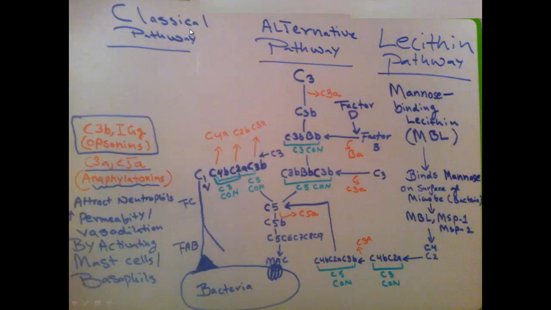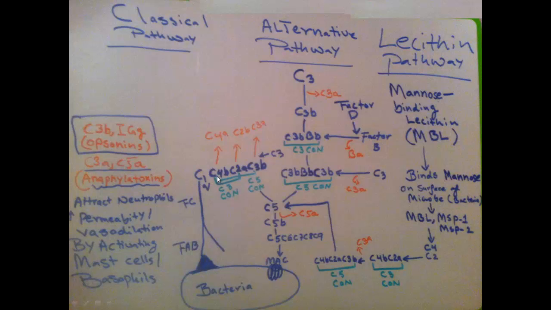The classical pathway requires the bacterium to present its antigen to the antibody. It could be IgG or IgM. On the antibody, the Fab region will bind to the antigen, and the Fc portion is where the complement proteins will bind. The first complement protein is C1q, binding to the Fc region of the antibody.